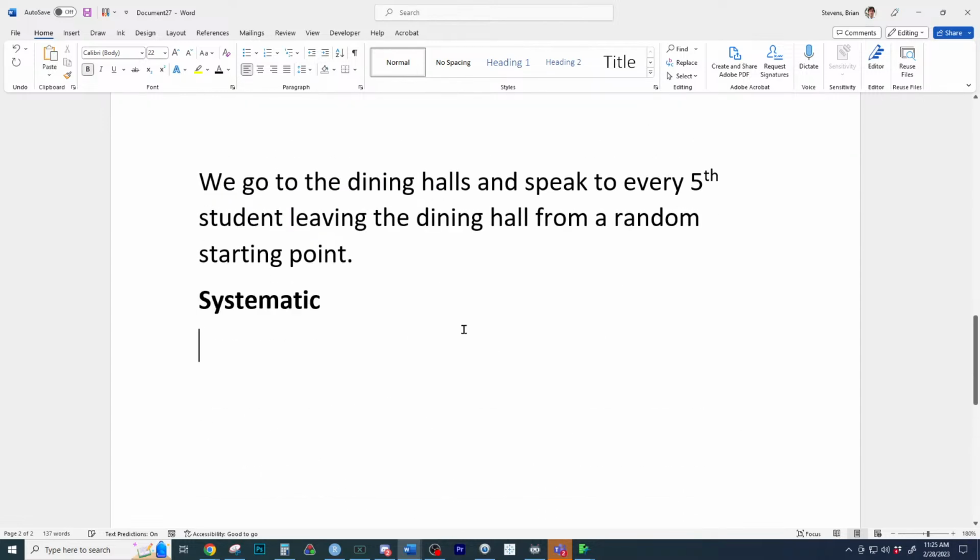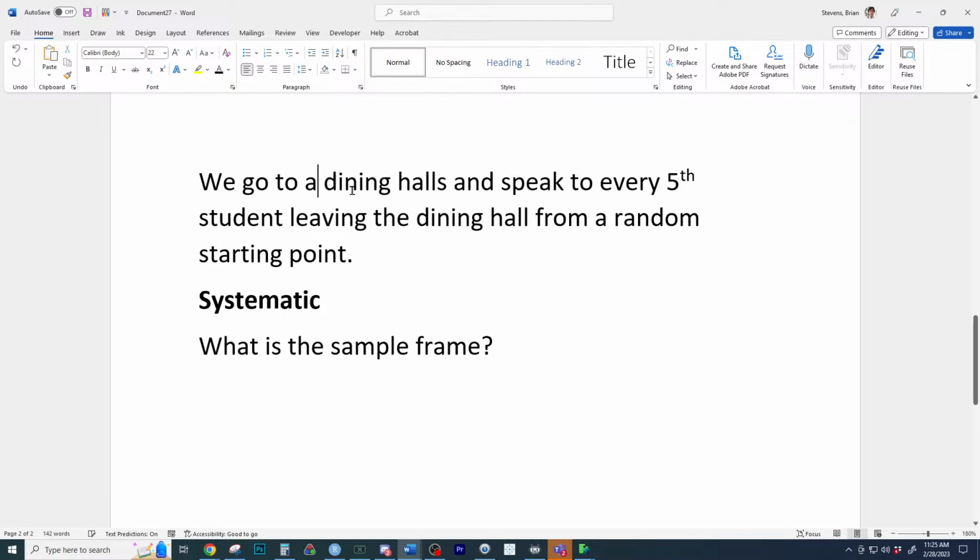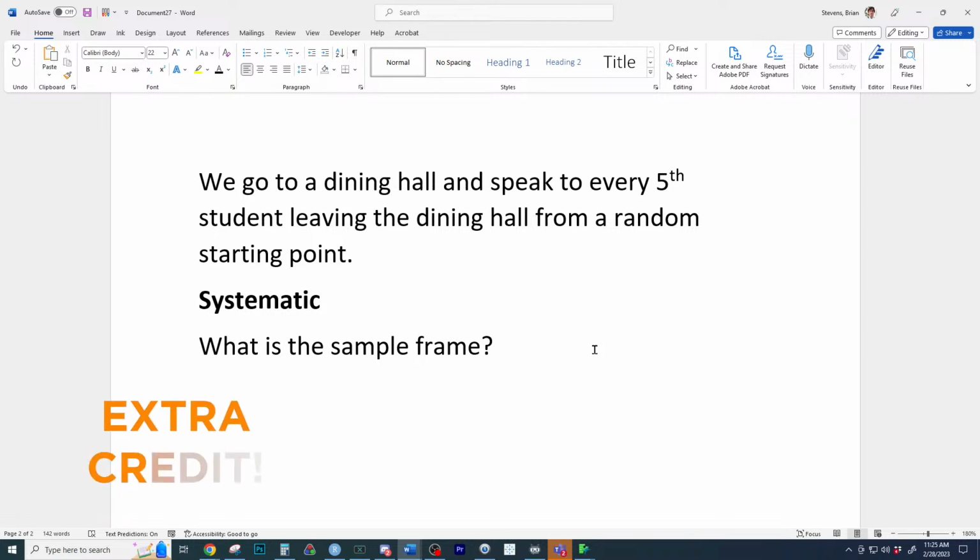So we go to the dining hall. What is the sample frame here? We go to a dining hall. What is the sample frame here? Remember, sample frame is everyone we have access to sample. So you just have to think theoretically. Yeah, Haley, yep. Students, well, wouldn't be every 5th student.